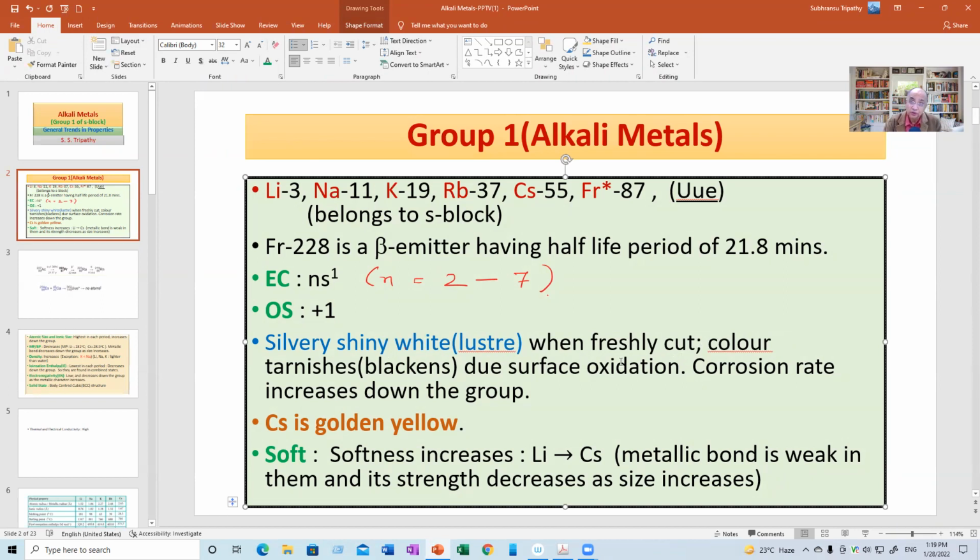But you find that when you freshly cut it with a knife, because they are very soft. But the color very soon tarnishes; it blackens due to surface oxidation. That is called corrosion. That corrosion becomes faster as you go down the group, as the reactivity increases. So blackening becomes faster and faster down the group. You cut cesium, and within an instant it will become black because of aerial oxidation. Now we'll see what products will be formed due to the oxidation later on in our program.